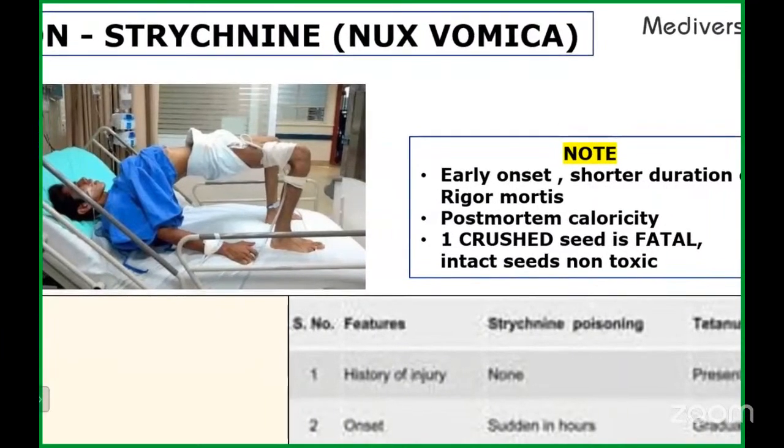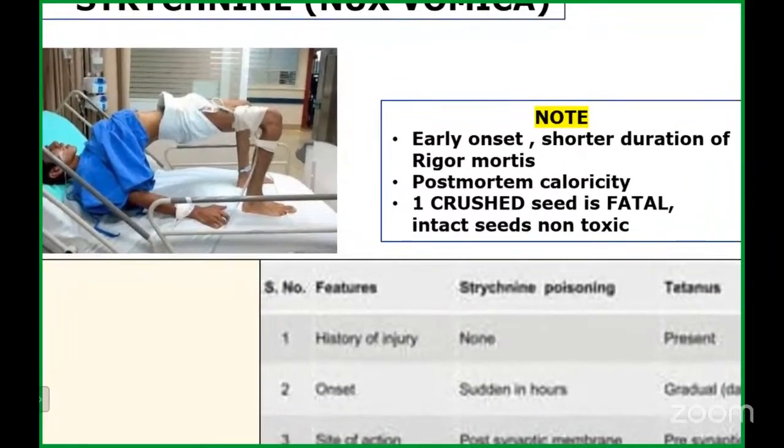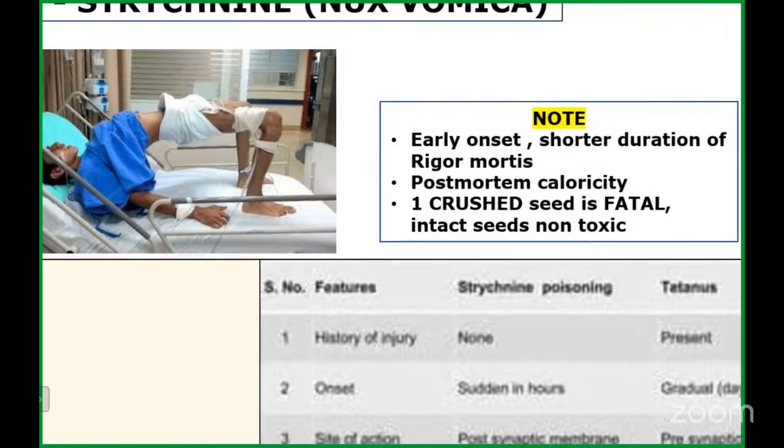Postmortem caloricity is something very important. Because of the rigid stiffness in these muscles, a lot of ATP gets accumulated in these muscles. You usually have a heating of the body following death. Usually, our body cools after death, which is called algor mortis. But in these patients, you have postmortem caloricity. Early onset and shorter duration of rigor mortis is due to the persistence of ATP that you find. Because of this, there's early onset and shorter duration of rigor mortis in these patients.